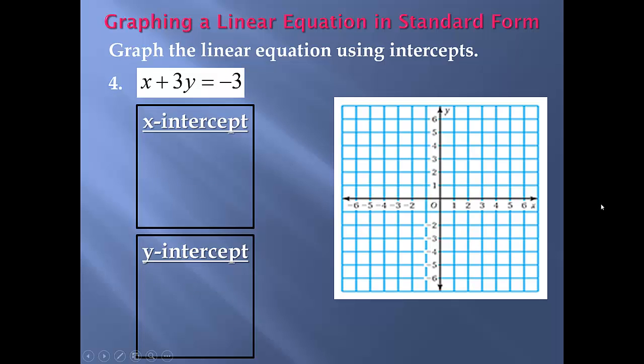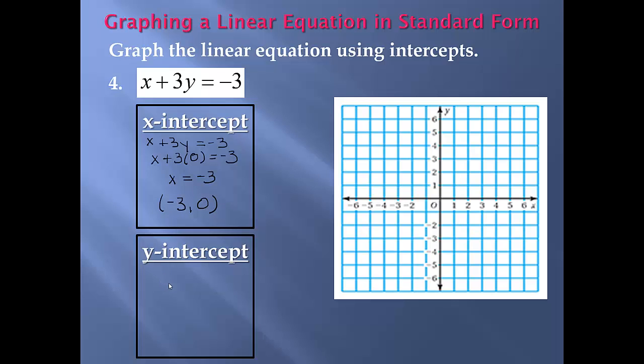We're going to graph another linear equation using intercepts. This time our equation is x plus 3y equals negative 3. First we're going to look at the x-intercept, which means we're going to plug in 0 for y. So the original equation is x plus 3y equals negative 3. We'll put in 0 for y, so we have x plus 3 times 0 equals negative 3. And 3 times 0 is 0, so we have x equals negative 3. This would be the ordered pair, negative 3, 0.